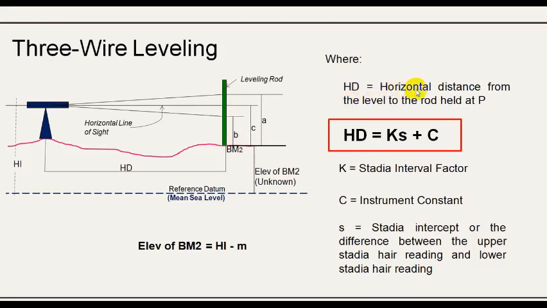Next is the horizontal distance from the level to the rod. The horizontal distance from our instrument setup to our station is HD. Our formula: HD equals KS plus C, where K is the stadia interval factor and C is the instrument constant. Usually K and C are given. Then S, the stadia intercept, was computed earlier using the formula A minus B.